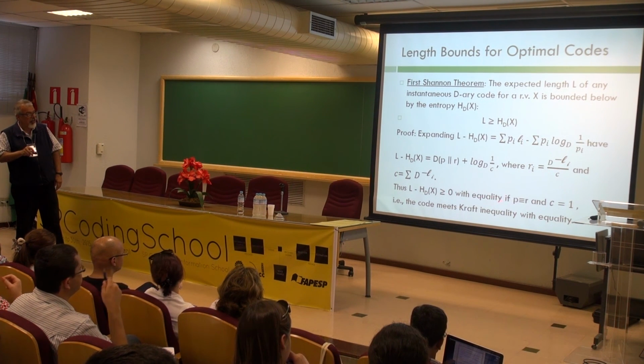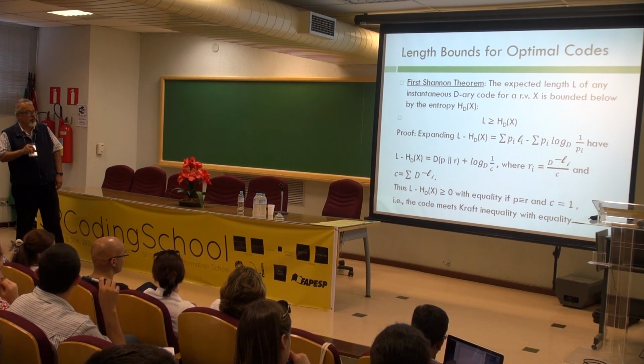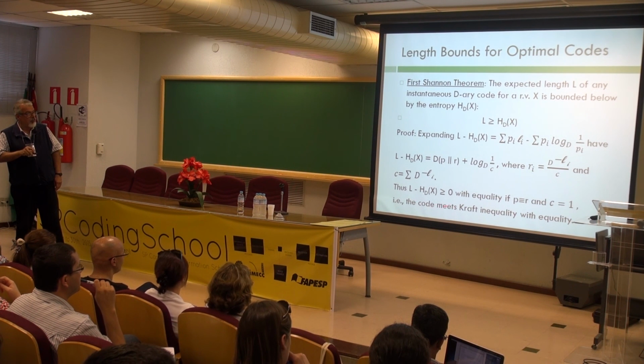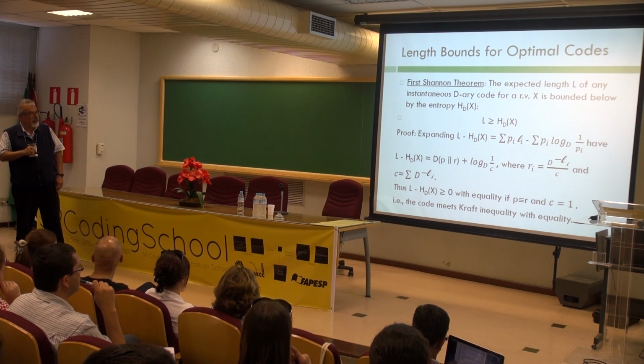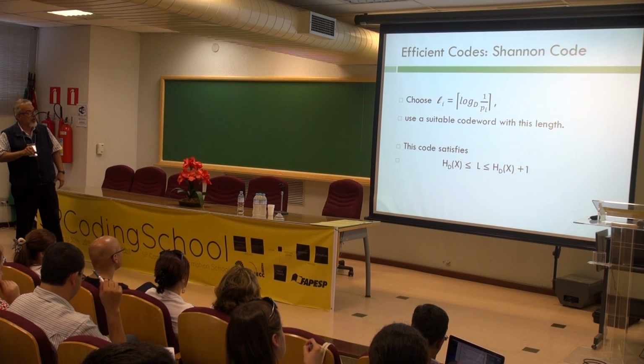With equality under two conditions. If P is exactly satisfied by the associated distribution from the L's, which is this one here, and C is 1. In other words, the code meets Kraft's inequality with equality. Okay? So those are the conditions for it to achieve H. Typically, a code will not achieve H, will be a little bit off.